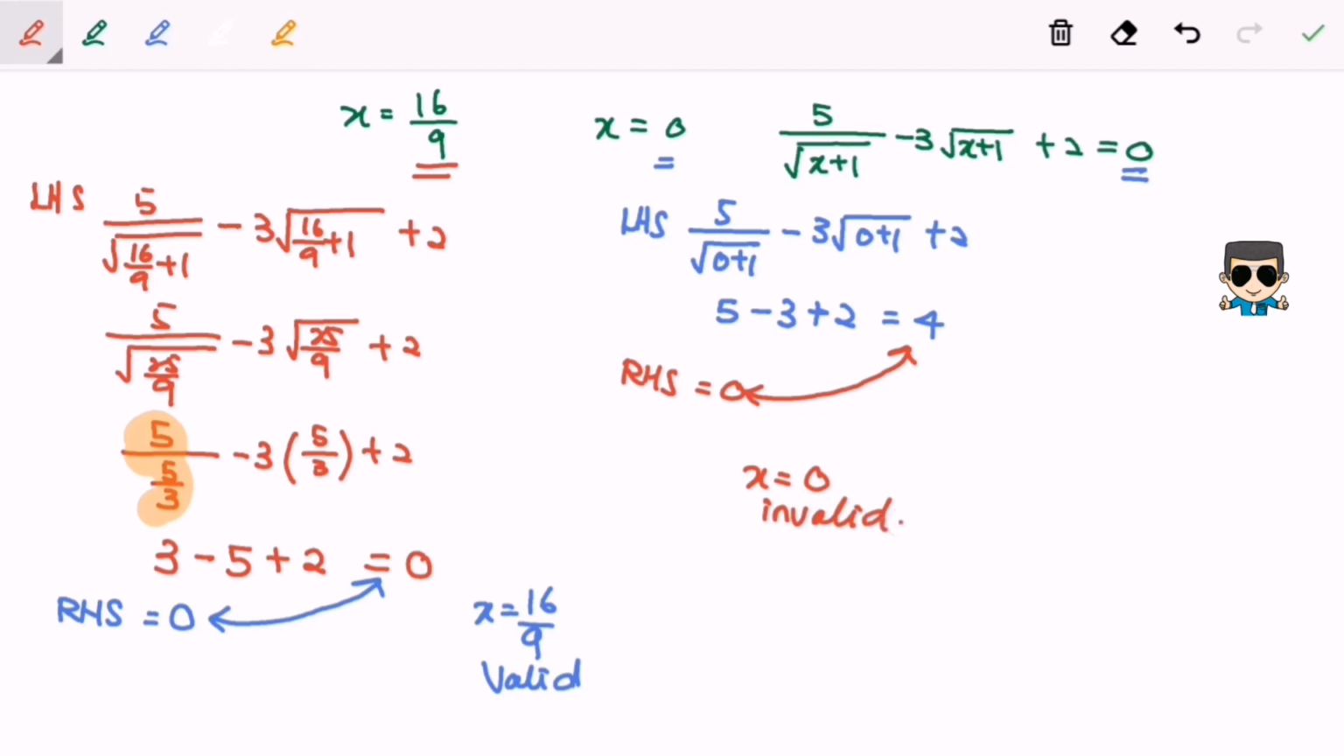So finally, our answer would be x equals 16 over 9, which is valid because it satisfies the equation. So here we are, and thanks for watching.